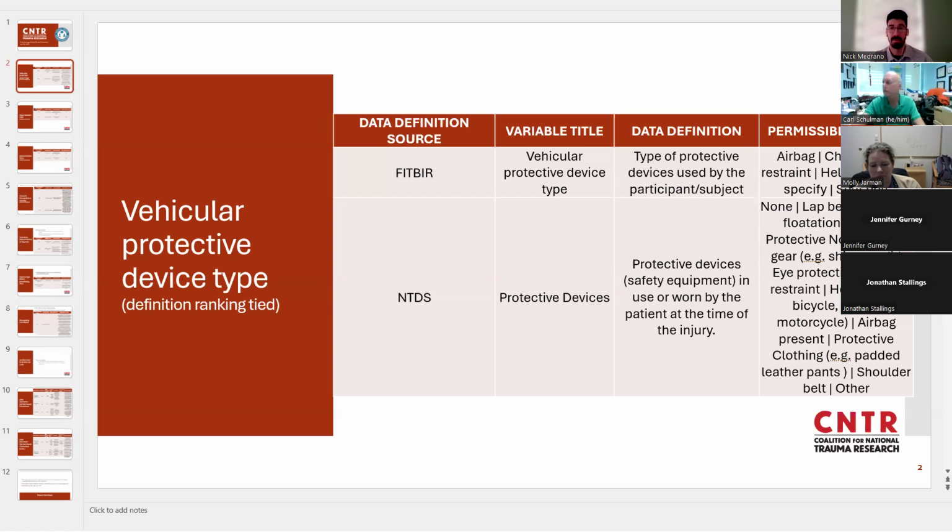Thank you for bringing that up, Dr. Schulman. When we do have two definitions that are extremely similar, we want to try and default to the FITBR definition, because this is a repository that already has data collected in that manner. But in this particular instance, there's quite a difference between the two. So I don't see there being anything wrong with us selecting NTDS in this case.